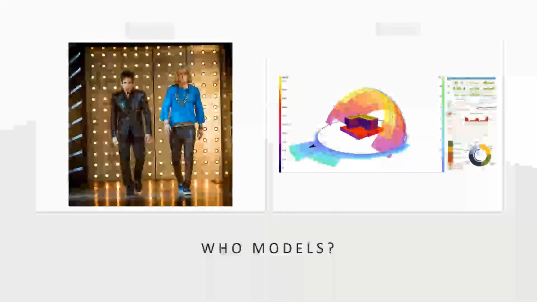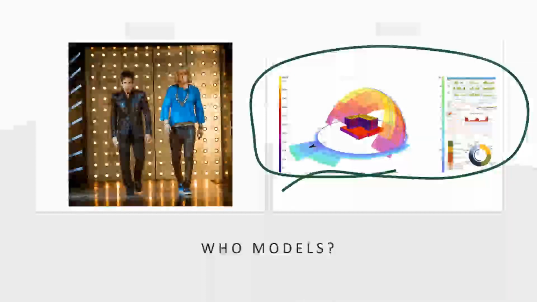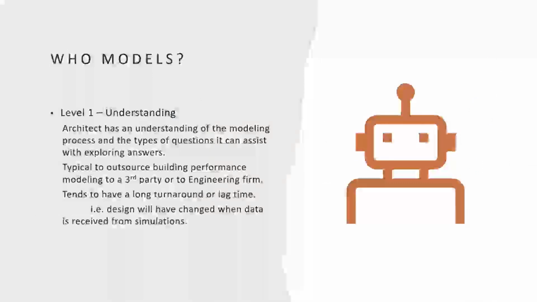So who models? Sometimes it can be confusing, but we're talking about the one on the right. There are 3 levels that are outlined, and I actually do agree with AIA in these. Level 1 is having an understanding, and this is what I recommend if you are an architect. You have a modest understanding of the modeling process, the types of questions it can assist with exploring answers to. Typically, you'll get your variables together, you'll have an idea of what strategies you want to go to, and then you hand it off to a third party, and you start going back and forth from there.